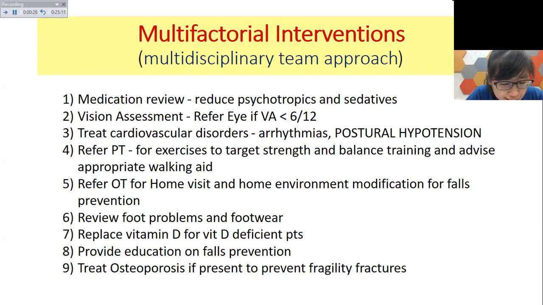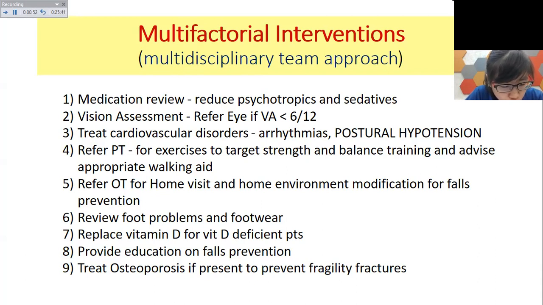For vision assessment, to refer to the eye if the visual acuity is less than 6 out of 12, to treat any cardiovascular disorders, to refer for physiotherapy, to actually target strength, balance training, and advise on appropriate walking aids, to refer to the occupational therapist for home visits and home environmental modifications for fall prevention, if most of the falls are occurring at home, to prevent future falls.